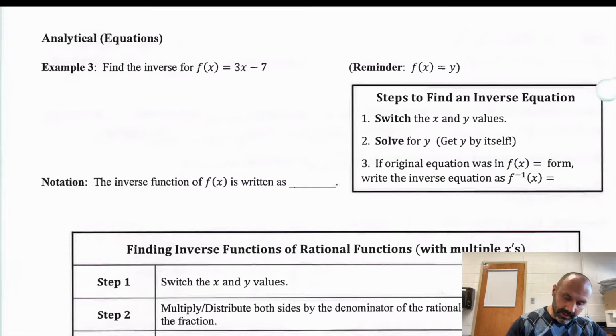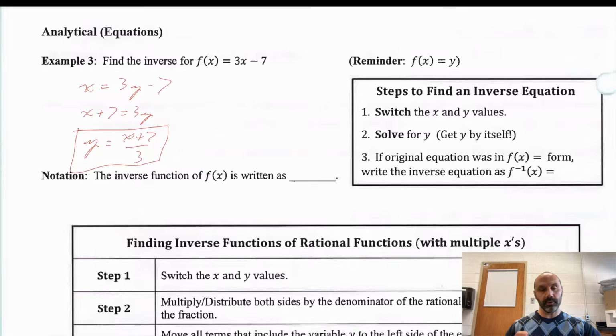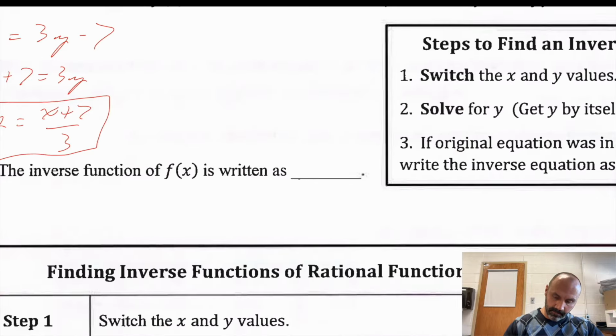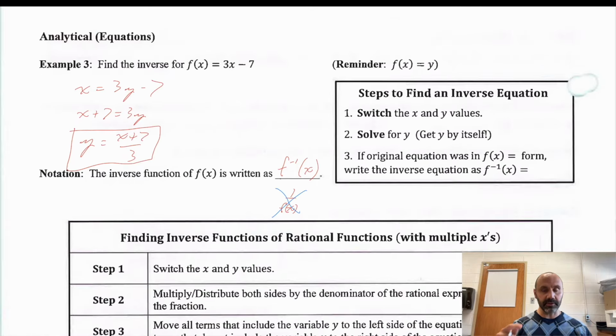So what I do is rewrite this as x equals 3y minus 7. Now I'm just solving for y. The way that we write the inverse looks like f to the -1 of x. It's tempting to think of that as an exponent, as if this is 1 over f of x. No, that is not what that means. This is function notation, and f to the -1 means the inverse function of x, or inverse f of x, we can call it.